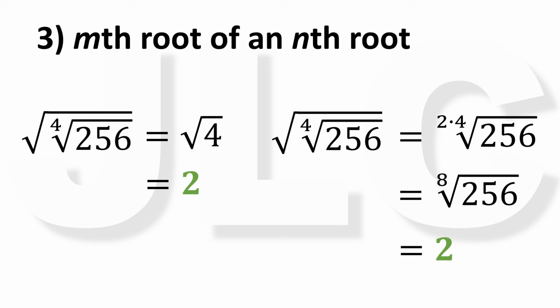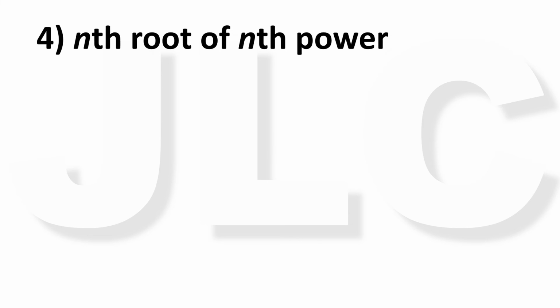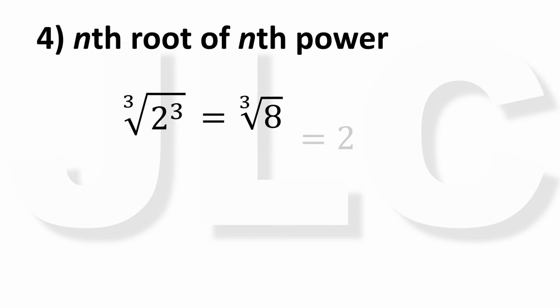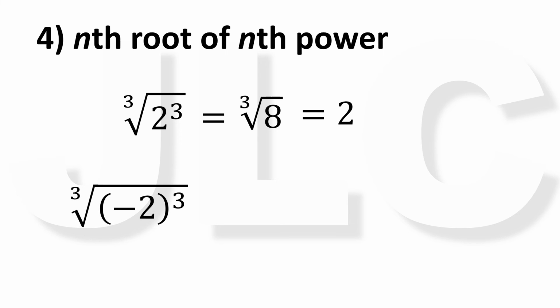Now let's move to the last property. Let's say we have the cube root of 2 cubed. Now the cube of 2 is 8, so this is the cube root of 8. And the cube root of 8 is 2. Now let's say we have the cube root of negative 2 cubed. Negative 2 cubed is negative 8. So this equals the cube root of negative 8. And the cube root of negative 8 is negative 2.